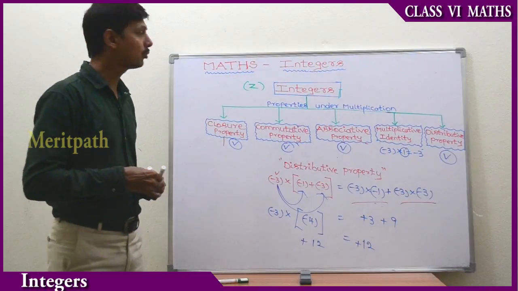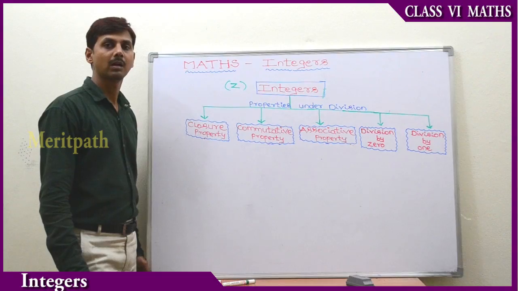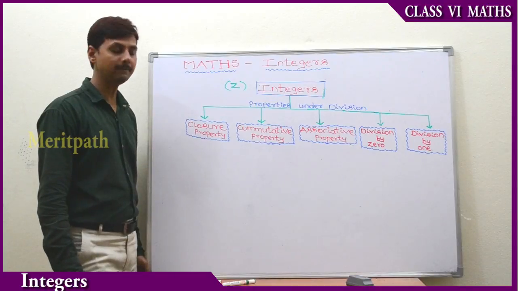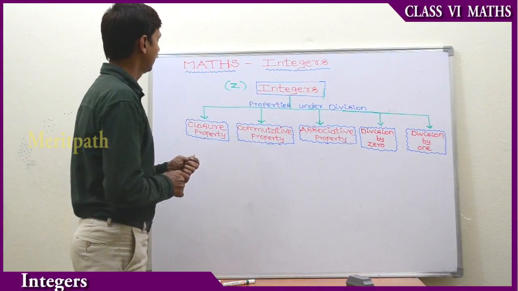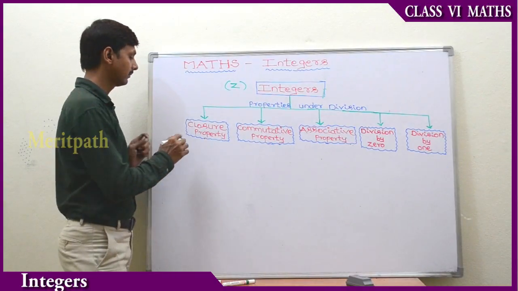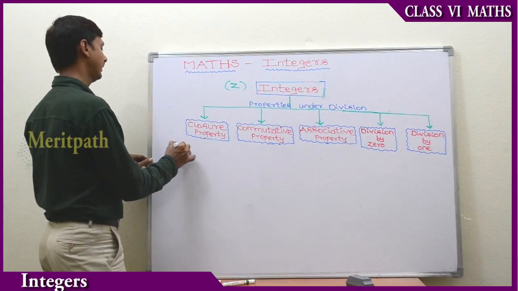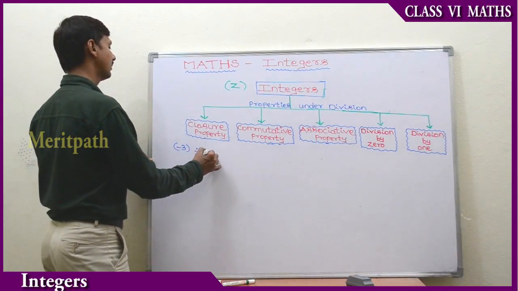So let's go to the next concept. These are the properties of division. Properties of integers under division. Let's see the first property, closure property under division. Let's take any two integers. -3 divided by -2.